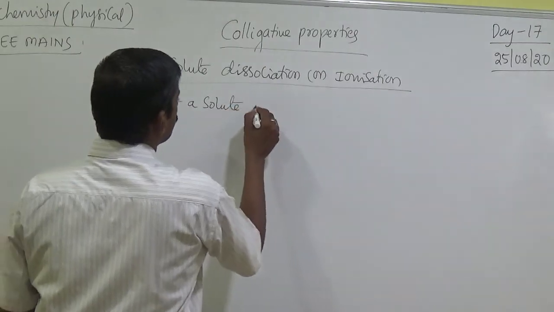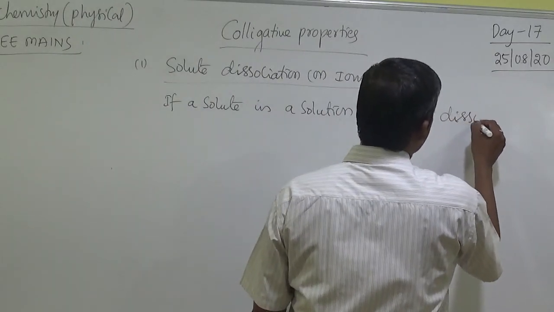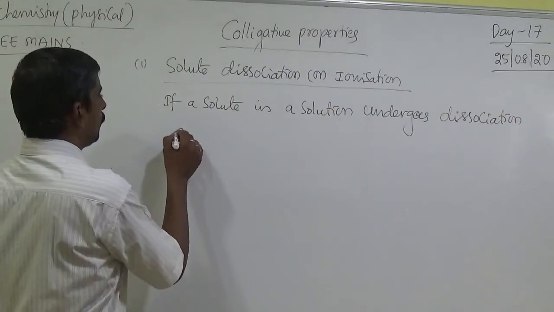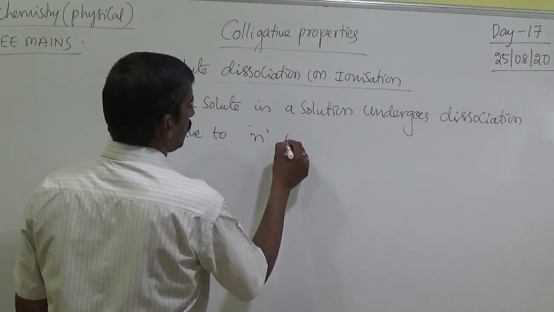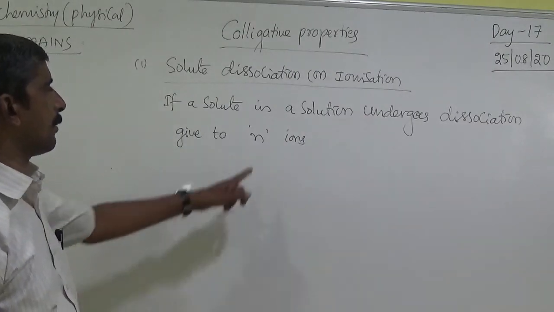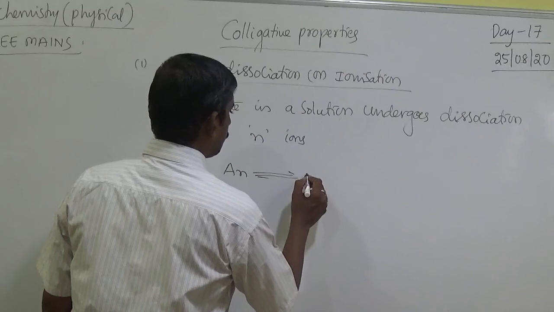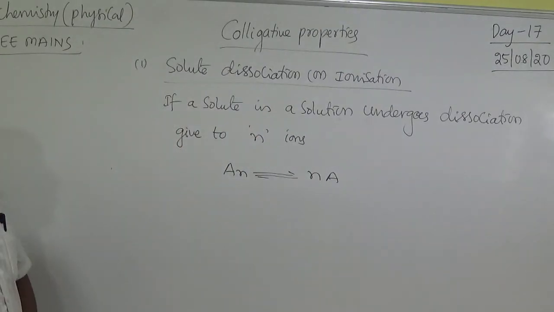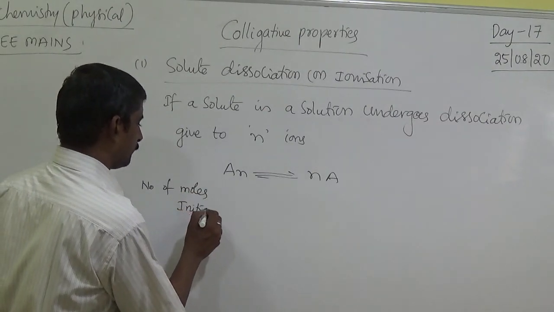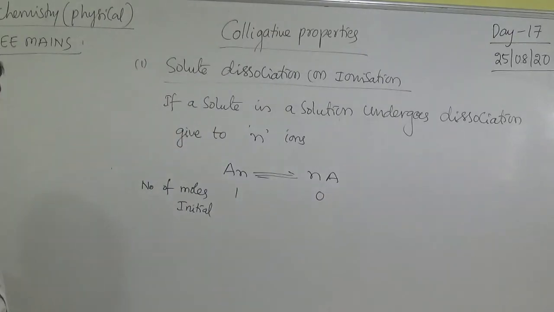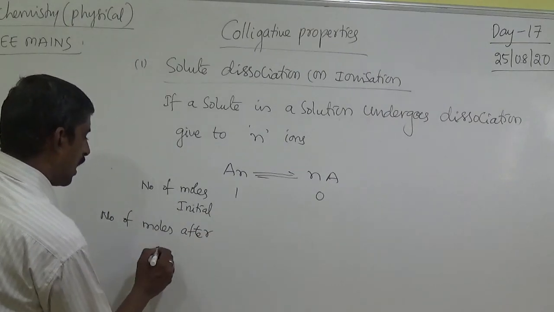If a solute in a solution undergoes dissociation due to n ions, where n means number of moles of ions or particles, then the formula is A_n equivalent to n A. Here the number of moles initially is 1 and 0, and the number of moles after dissociation.